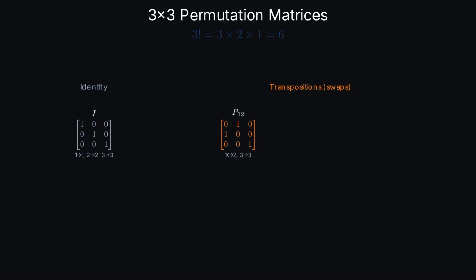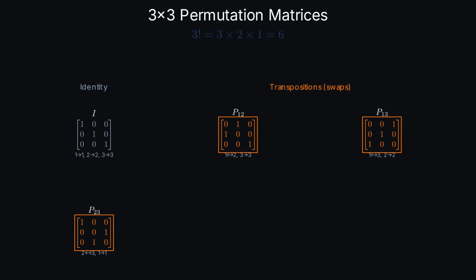Now let's count all the permutation matrices for the 3 by 3 case. 3 rows can be arranged in 3 factorial ways. That's 3 times 2 times 1, which equals 6. Here are all 6 permutation matrices. First, the identity matrix I, where no rows move at all. Next, 3 single swaps, P12, which exchanges rows 1 and 2, P13, which exchanges rows 1 and 3, and the P23, which exchanges rows 2 and 3. Each of these swaps exactly 2 rows while leaving the third in place.